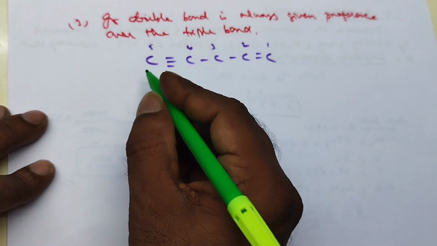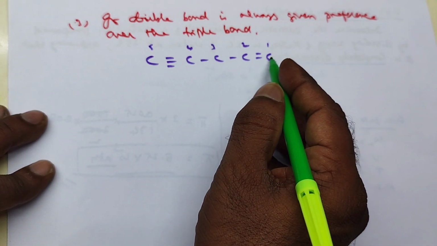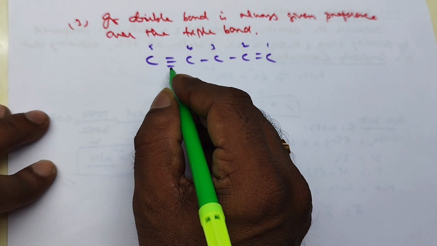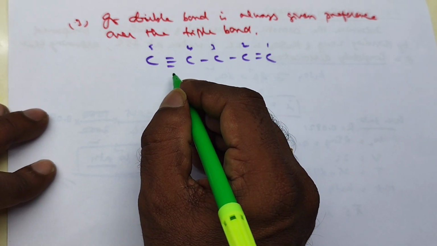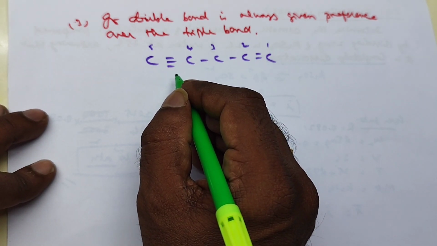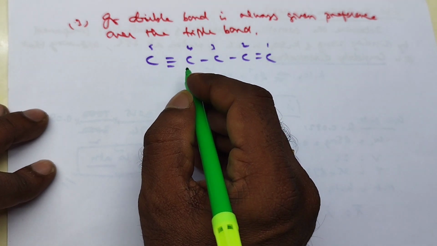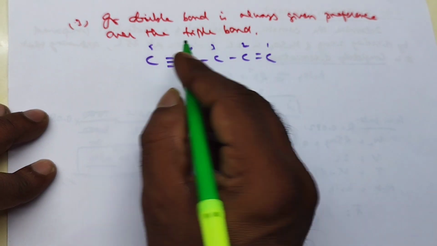So how can I write the name of this compound? If it is a 1, we are having a double bond, and 4, we are having a triple bond. So in this case, you ought to start numbering from this side only.